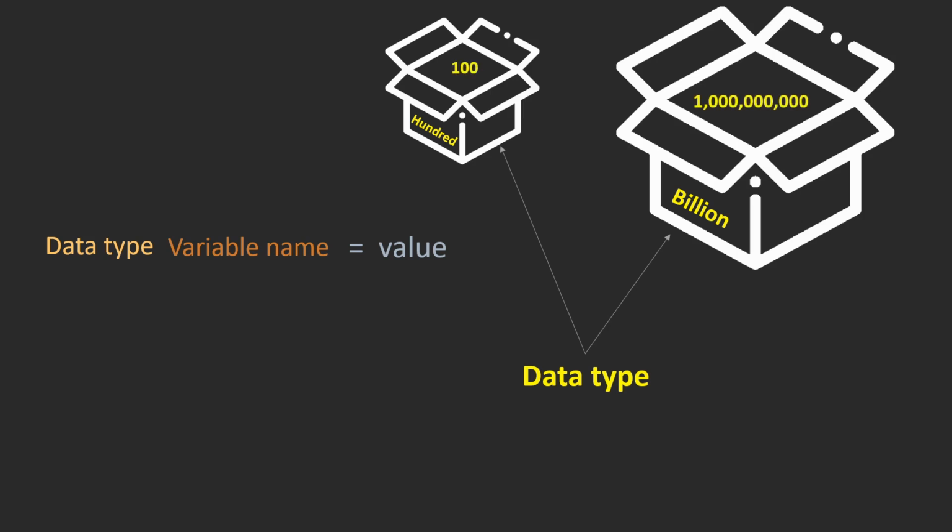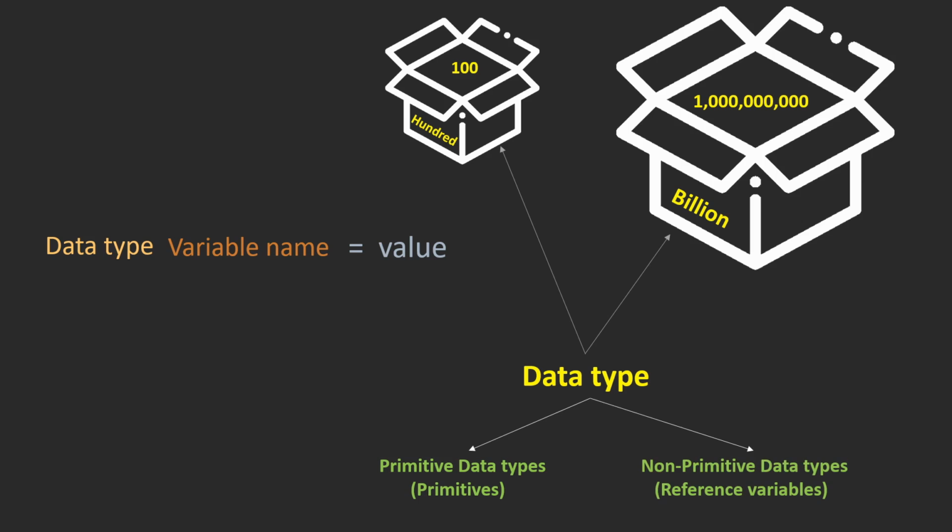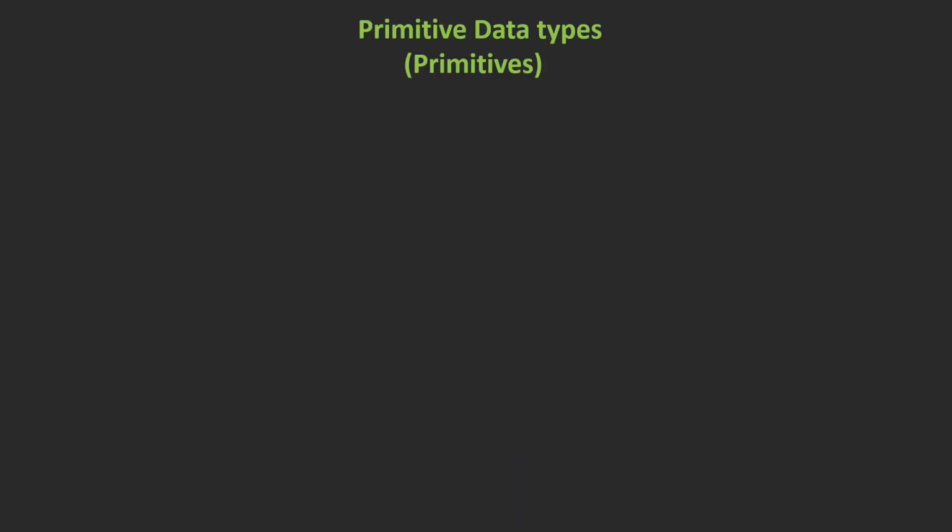In Java we have two categories of data types or box sizes: primitive data types and non-primitive data types, also called reference variables. So let's see first primitive data types, or for short, primitives. Primitives is a collection of some data types that are built in and predefined in Java, or say boxes shipped with Java. And you don't have to make them, just use them, in contrast to non-primitive data types that you as a programmer will make by yourself. And we will talk about non-primitives later.